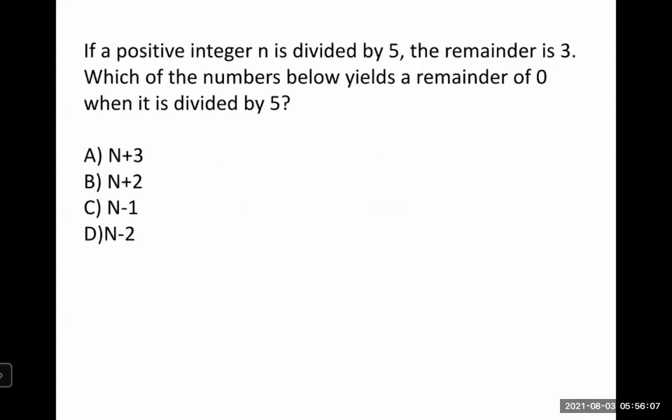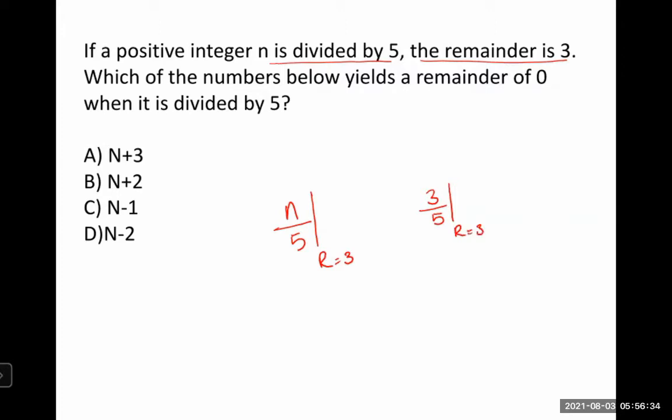Let's start. First question: if a positive number n is divided by 5, the remainder is 3. Can I say that n is equal to 3? Yes. If I divide 3 by 5, I will get the remainder as 3, right? So I am fixing n equal to 3.